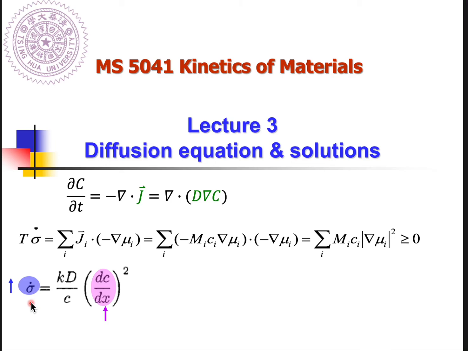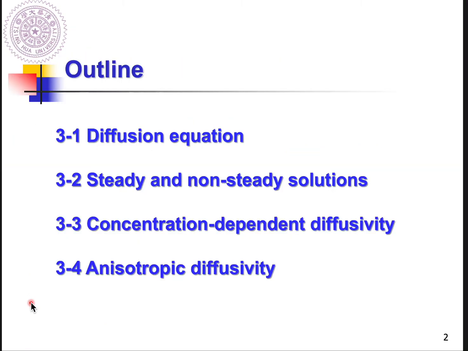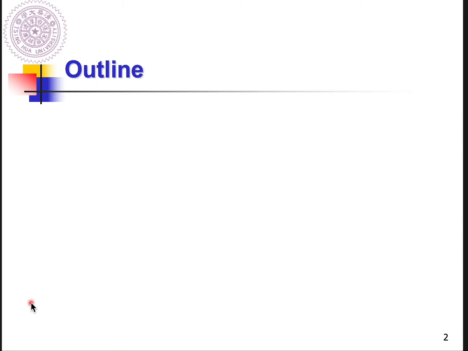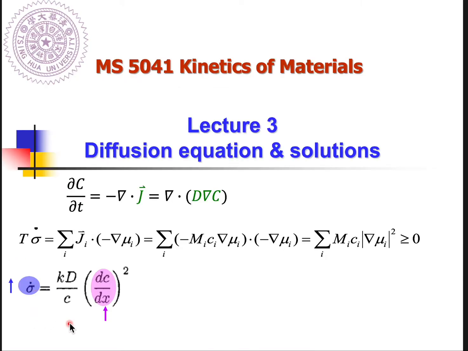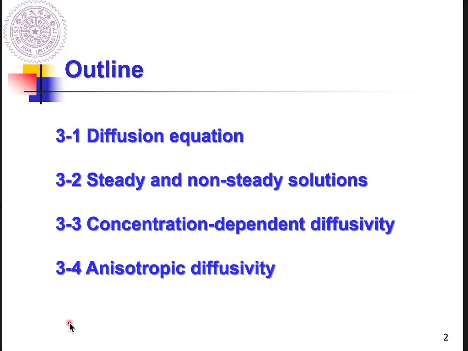Okay. So this just gives you some idea, trying to link diffusion with the entropy production rate. Okay, so let's go back to lecture 3.